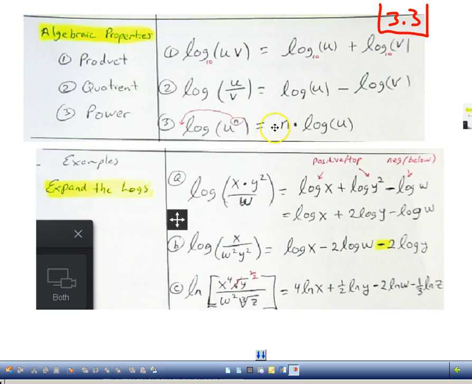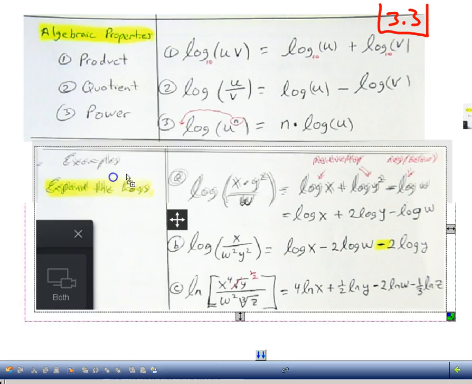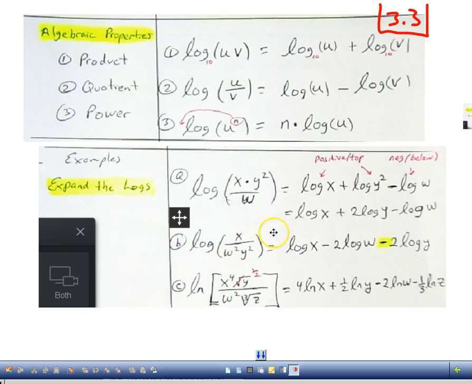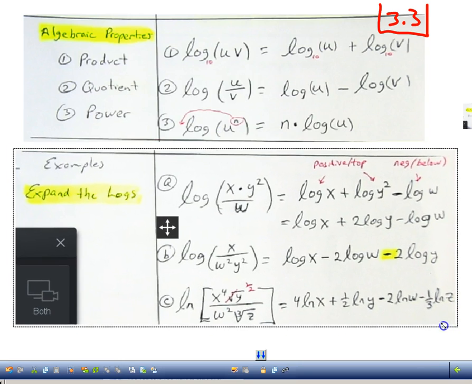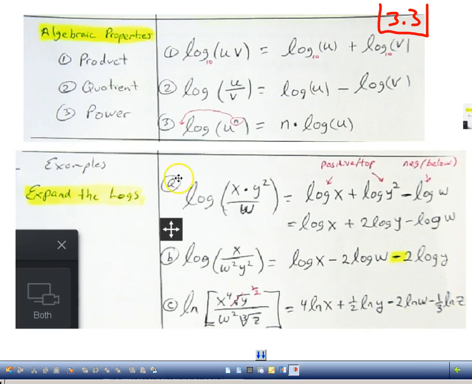So let me show you a couple of examples. Three quick examples here. Let's say that we have log of the following complex expression, x times y squared divided by w. So in this one example I have multiplication going on, division going on, exponents. So let me show you.